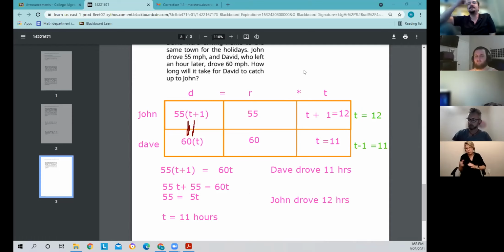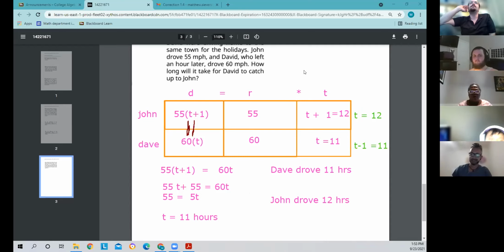I feel like this was complicated for no reason. Yeah, I'm trying to figure out why you put the 60T and the 55 times T plus one together? Because I was thinking that it would be two equations, one for John's time and one for David's time. That's where I was at.